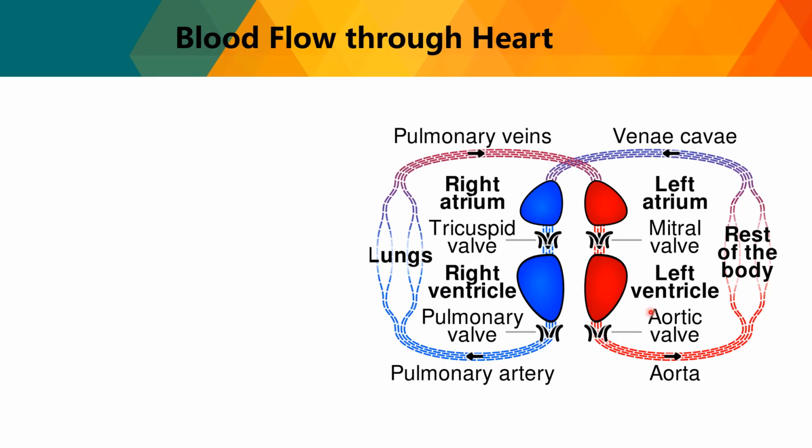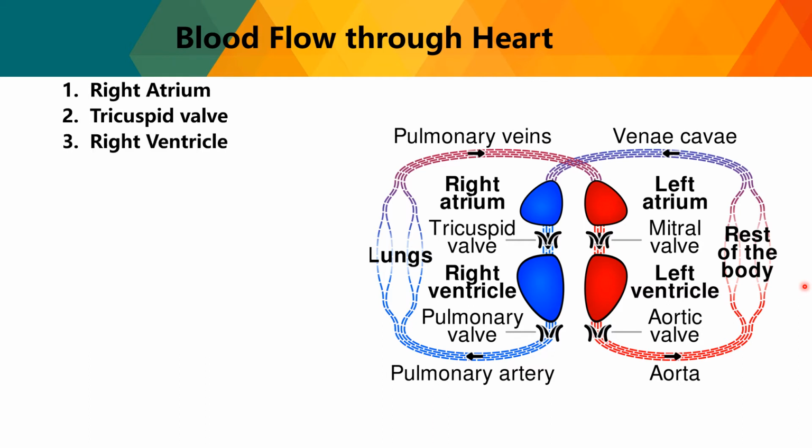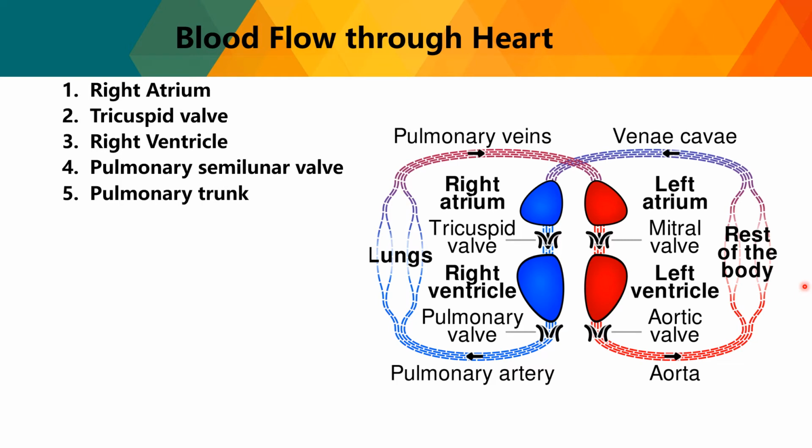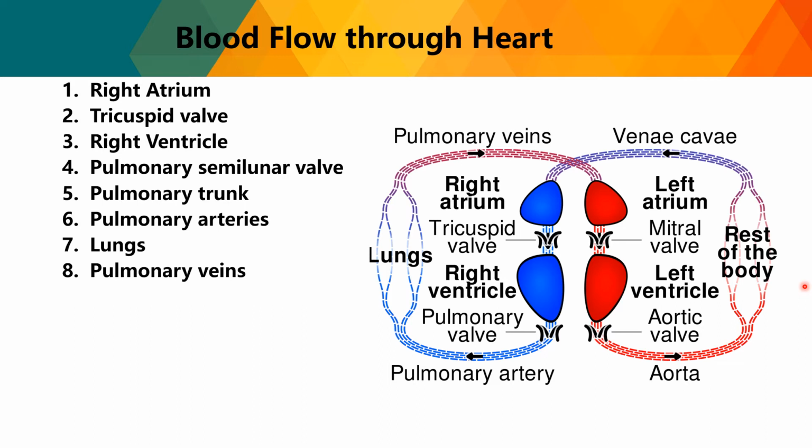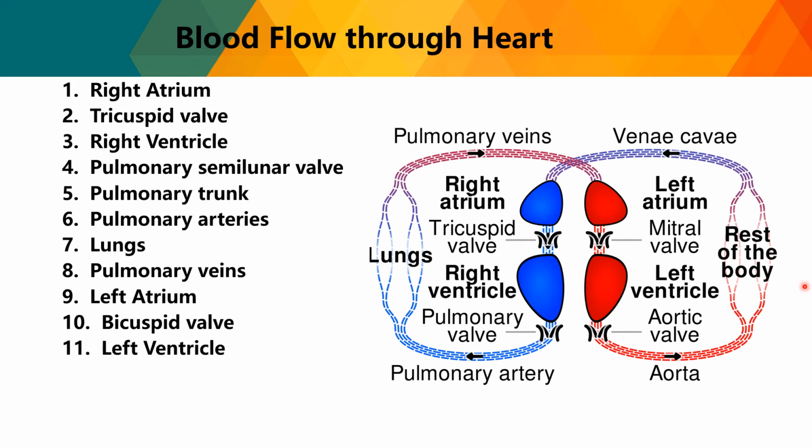So, the blood flow through the heart. First would be from your right atrium, going to your tricuspid valve, to your right ventricle, going to your pulmonary semilunar valve, and then your pulmonary trunk, to your pulmonary arteries, to your lungs, and then to your pulmonary veins, to the left atrium, to the bicuspid valve, to the left ventricle, to the aortic semilunar valve, and the aorta. And of course, the last would be the rest of your body.